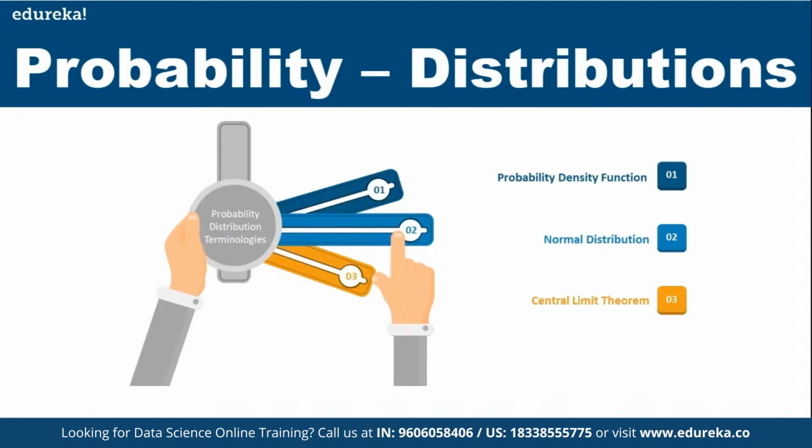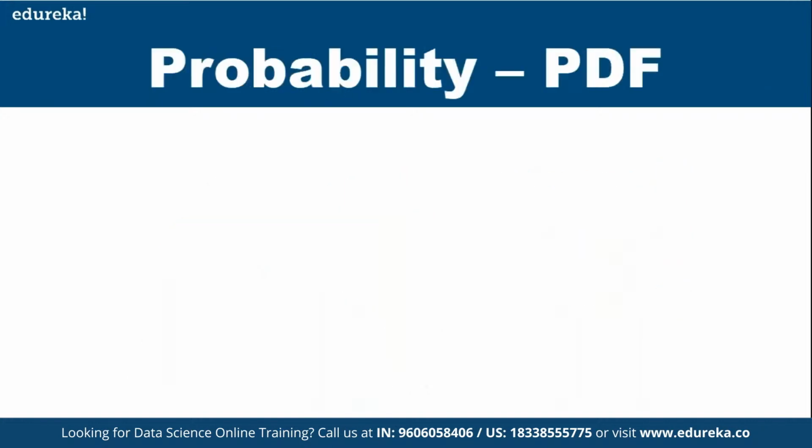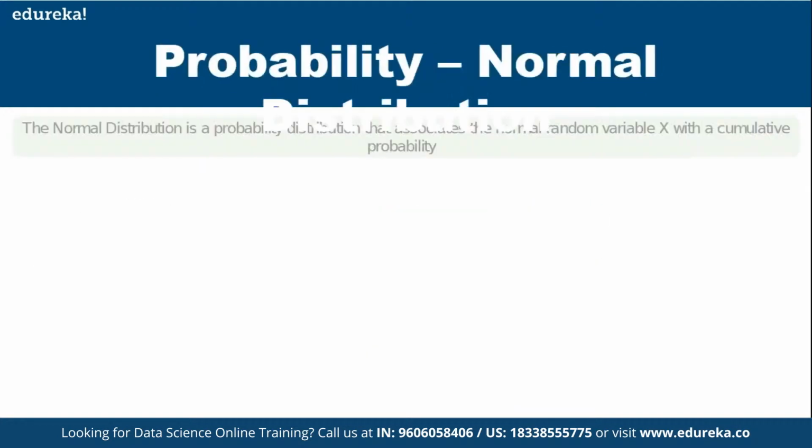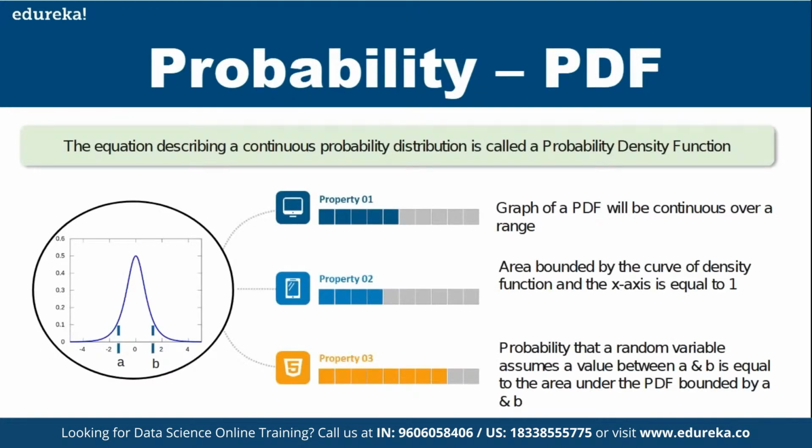Now, in probability, you see different types of distributions. Distribution is about how your data is scattered around. When you put the distribution in terms of a mathematical function, we call it a probability density function. There is also the normal distribution and the central limit theorem. If you are able to represent the data using a mathematical function, you will call it a PDF for short. That's the probability distribution function, an equation which describes a continuous probability distribution.